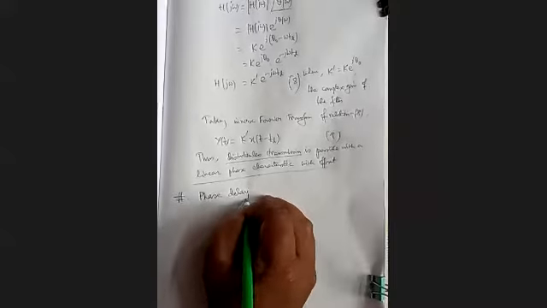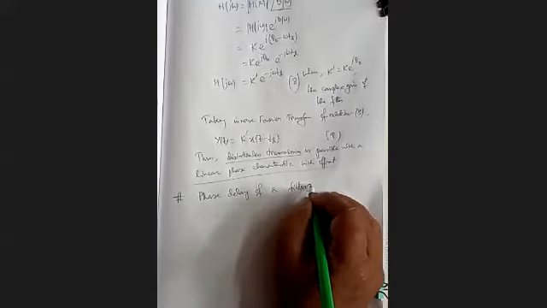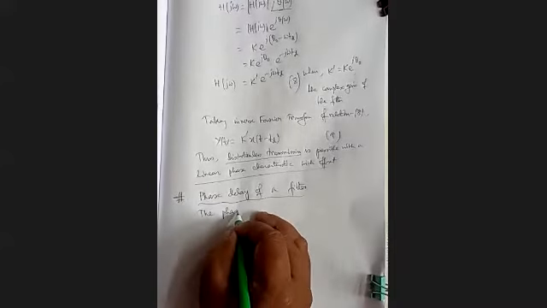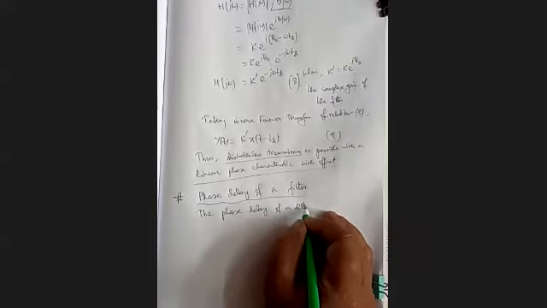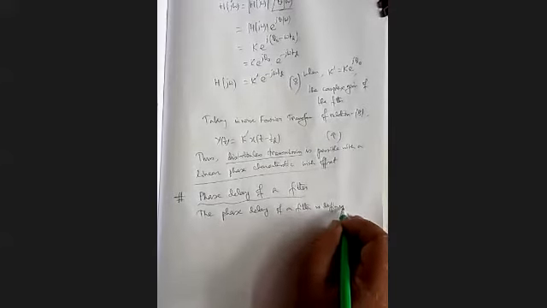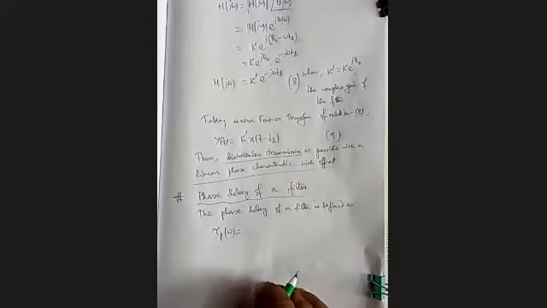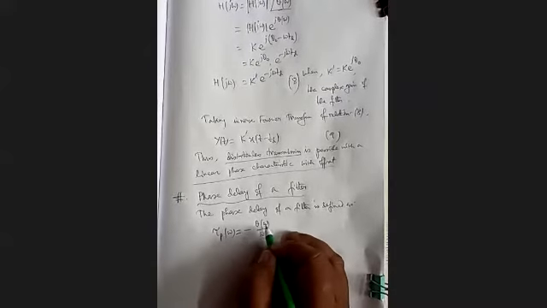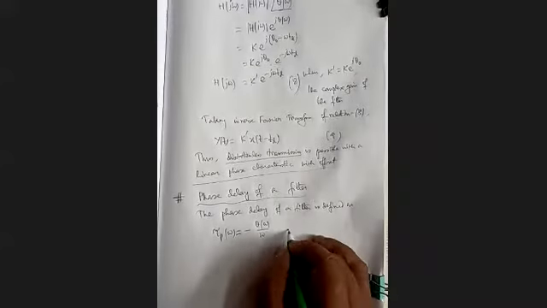phase delay of a filter. What is that? So the phase delay of a filter is defined as tau p omega, one term we are introducing now, equal to minus theta omega by omega. That is the phase angle at a certain frequency omega divided by that particular frequency. So theta omega by omega.